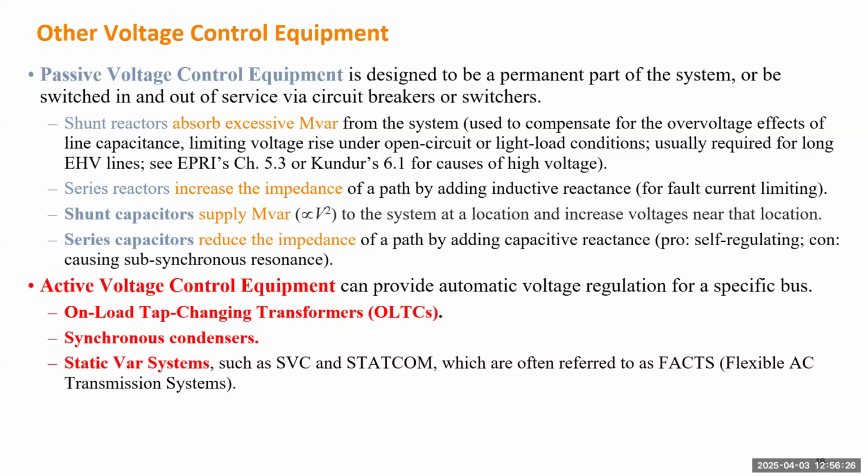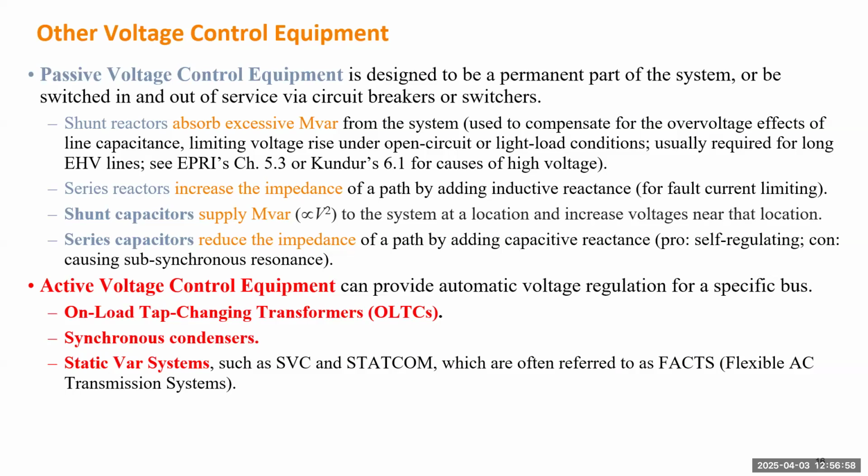The first one is passive voltage control equipment. The second is more active. So passive will be basically just based on the combination of either capacitor or reactor in shunt or series connection. On Tuesday, we finished the two capacitors, the shunt capacitor and the series capacitor. We also somehow mentioned the series reactor or shunt reactor.